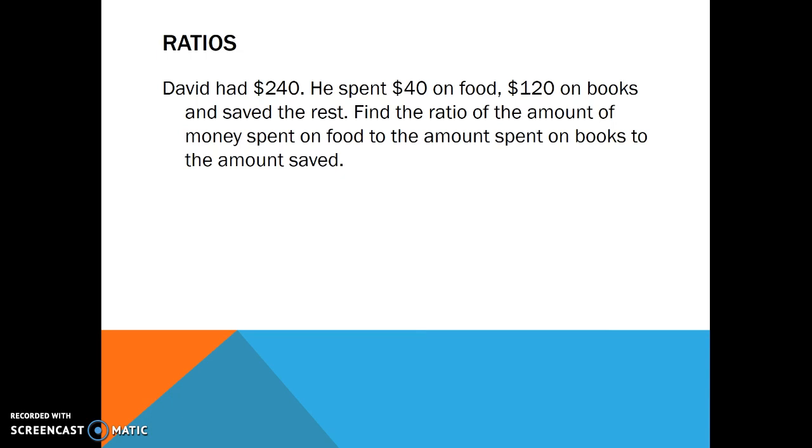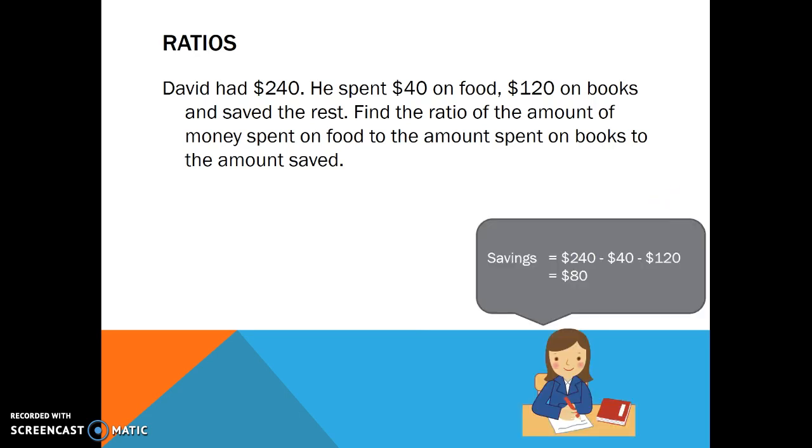David had $240, and then he spent $40 on food, and then he spent another $120, so I need to subtract. So you're going to subtract 40 from 240, then subtract $120, and we're going to get $80. So our ratio then is 40 to 120 to 80.